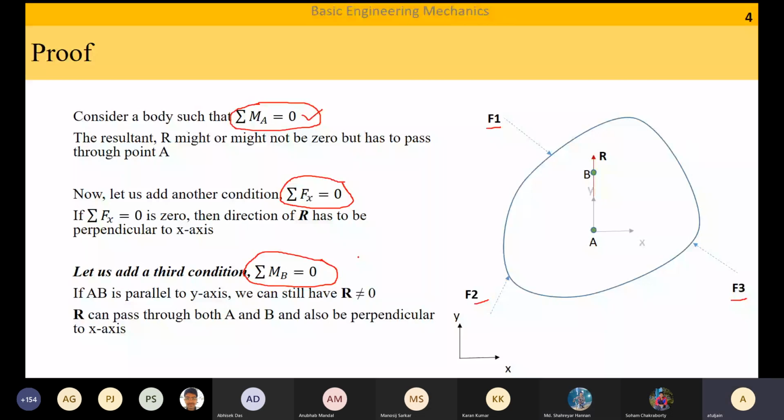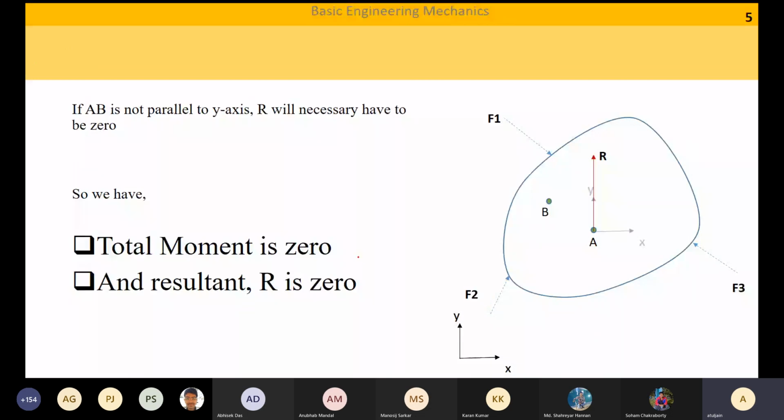Now, what happens if AB is not parallel to the y-axis? And we have the three conditions: summation fx is 0, moment about point A is 0, moment about point B is 0. In that case, the resultant R has to pass through AB. But we have already said summation fx is 0. So this force cannot have any x component. If this resultant force does not have any x component, that means that the resultant R is 0. Therefore, we can say if moment about 2 points, let us say A and B is 0, summation fx is 0, then my body is guaranteed to be in equilibrium if AB is not parallel to the y-axis.